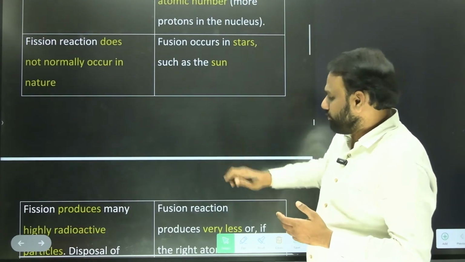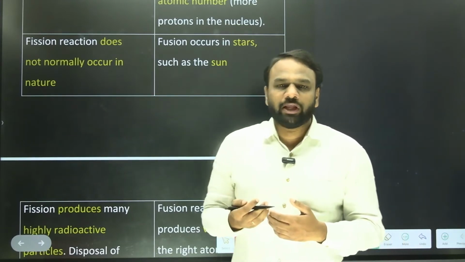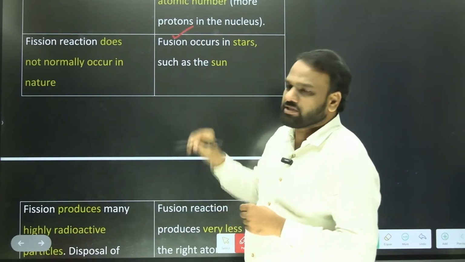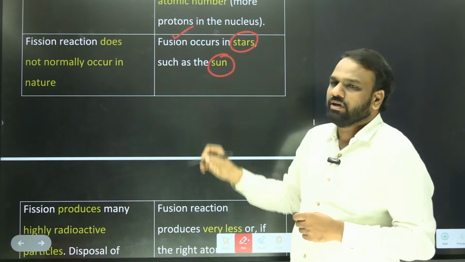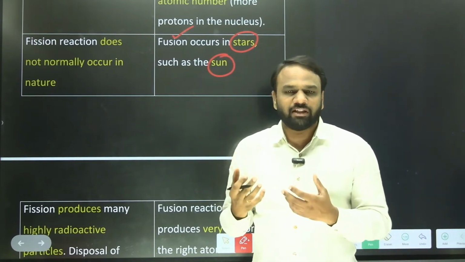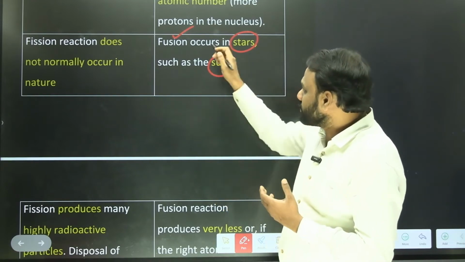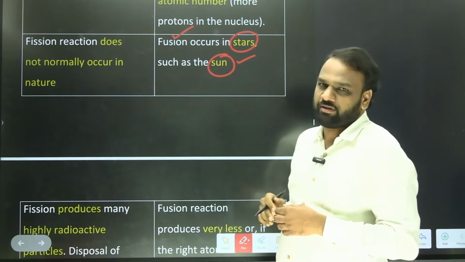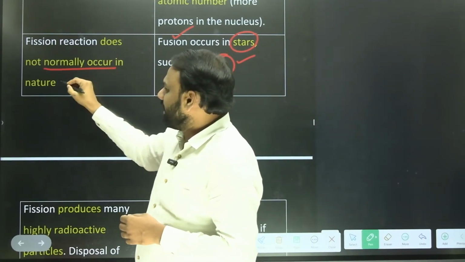Next, from the exam point of view, what kind of questions can they ask? Naturally, what kind of reactions take place, whether fission or fusion? Naturally, fusion reaction occurs. Where does it occur? It occurs in stars such as the sun. Whatever energy we receive from the sun in the form of heat or light, we are receiving it because of the fusion reaction that happens in the sun. So in the sun, there is no fission reaction. Fission reactions do not occur normally in nature.